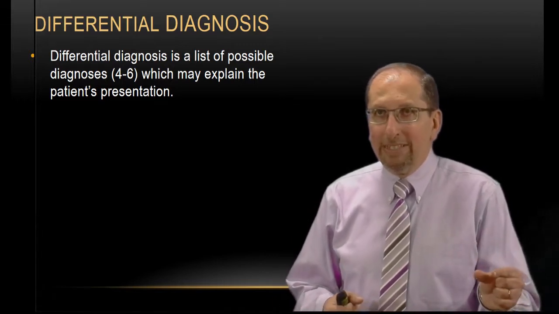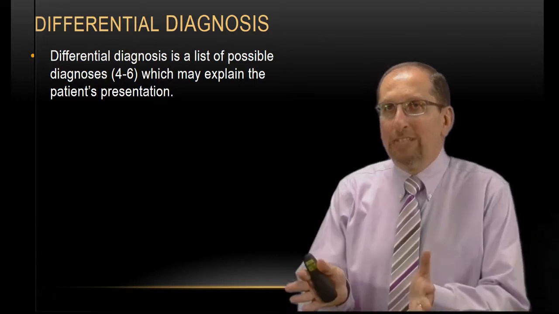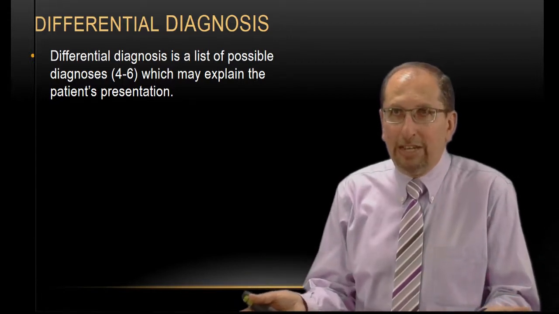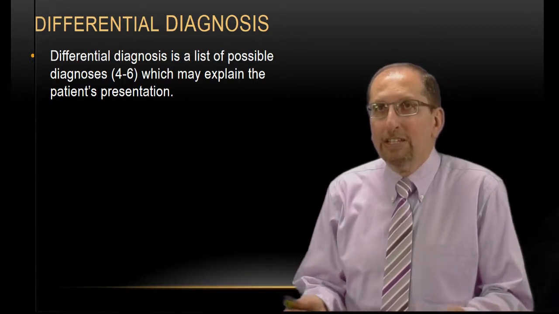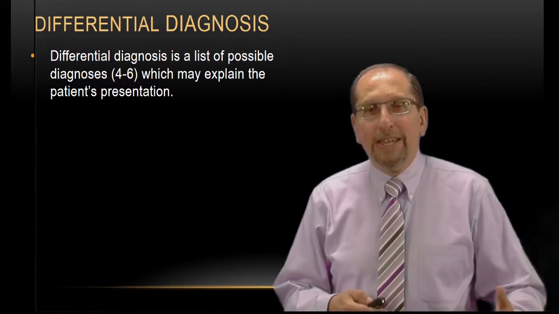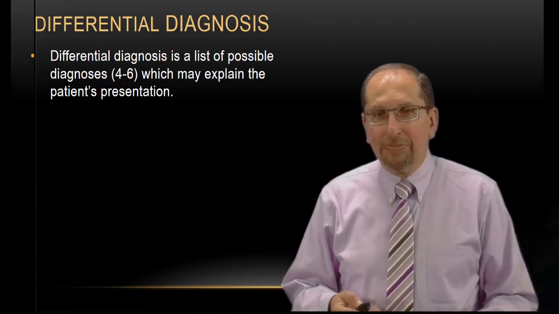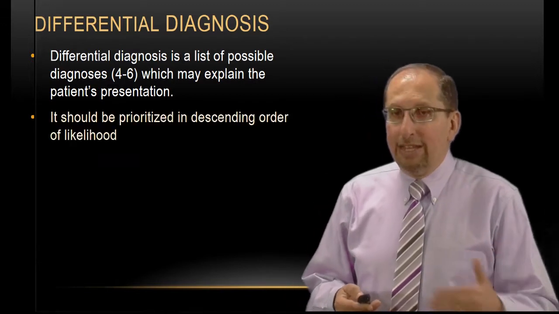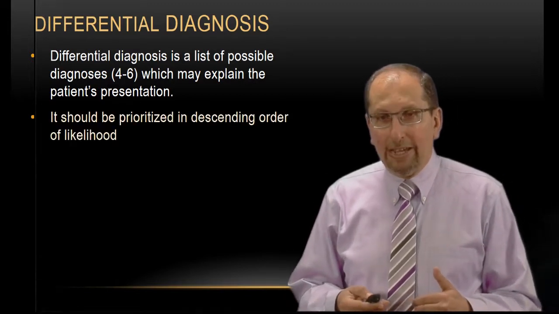And very limited differential diagnosis, I cannot put just one diagnosis and say this is my differential diagnosis. What are you differentiating? So it's a list, kind of around 5, which may explain the patient's presentation. It should be prioritized in a descending order of likelihood.